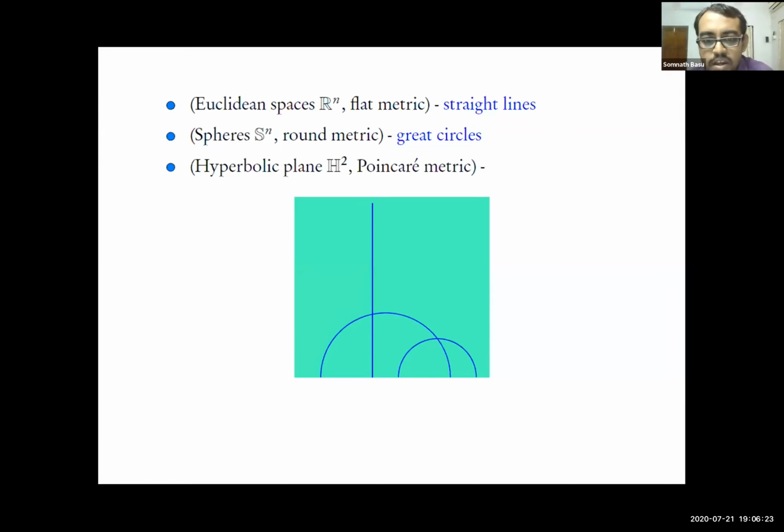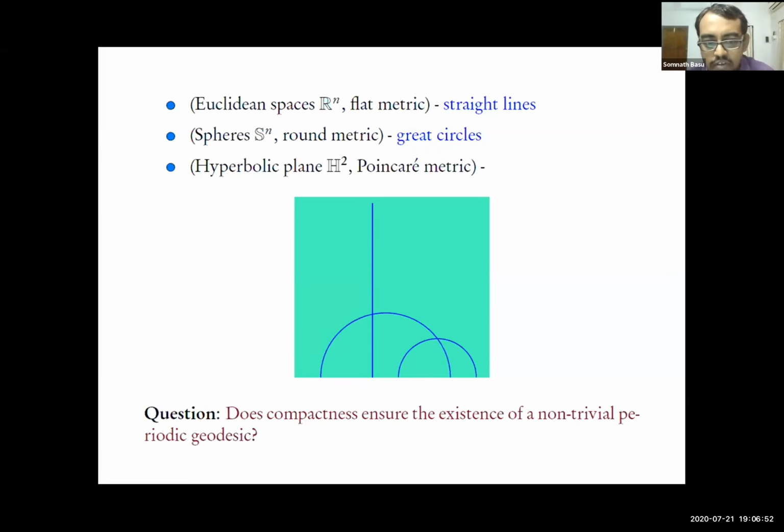Okay. So one thing you should note is that among these three examples, the only case where we actually get closed geodesics, or periodic geodesics, or loops which are geodesics, is the case of the sphere. In the case of the plane or the hyperbolic space, these geodesics are not closed geodesics. So one might wonder whether compactness has something to do with even obtaining a closed or periodic geodesic. They're used interchangeably here. So that's a natural question that you have. Does compactness ensure the existence of one non-trivial periodic geodesic?